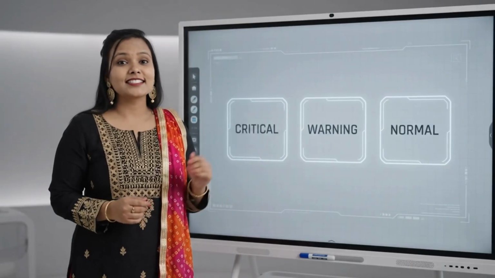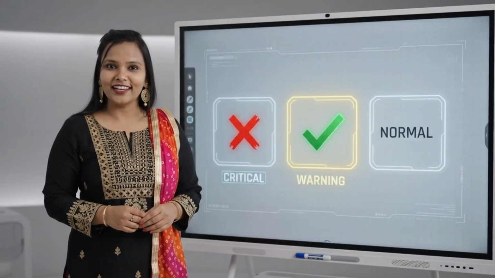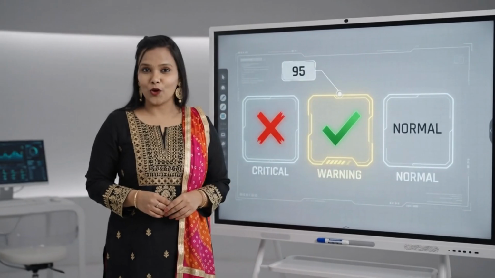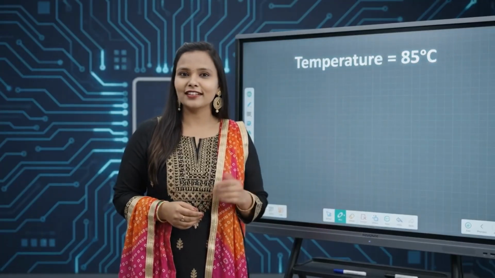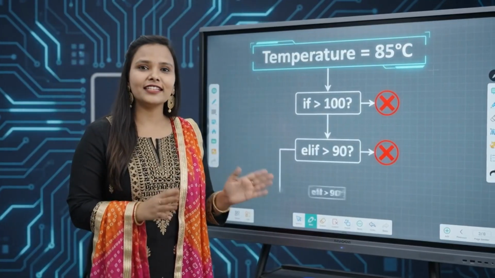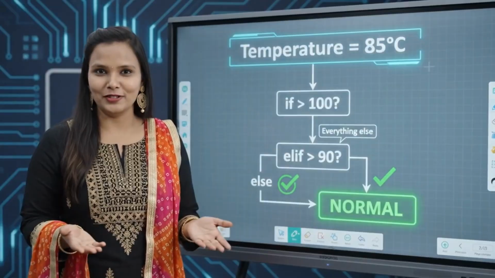elif lets us check a second condition. Now we have three states: critical, warning, normal, checked top to bottom. 95 lands on warning. And what happens if neither condition is true? That's where else comes in. It handles everything that didn't match the conditions above. So 85 degrees becomes normal.